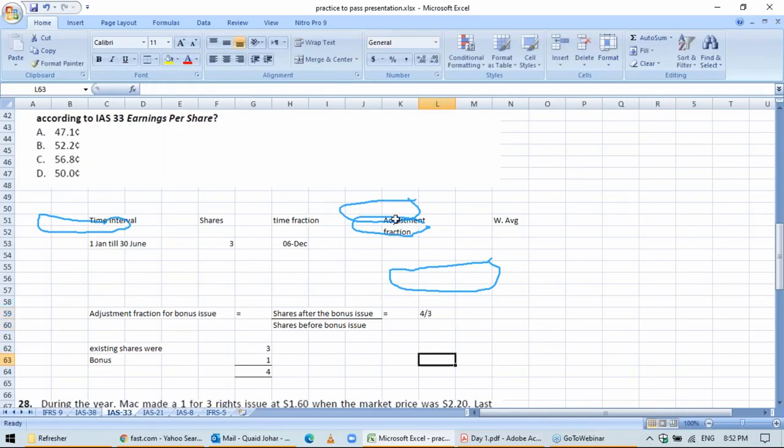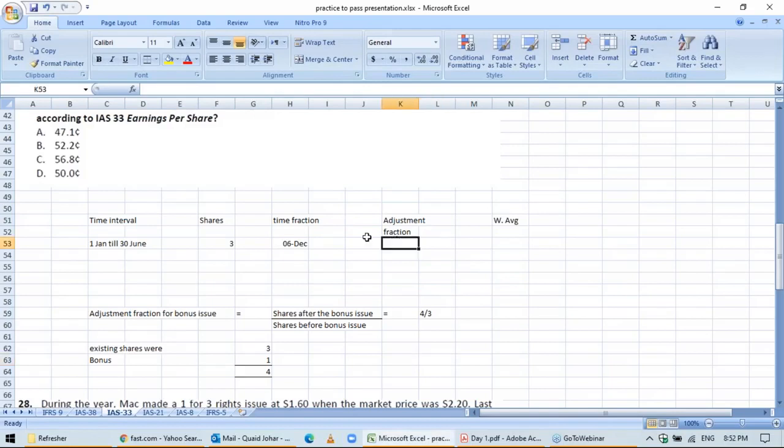And again, this will be applied until the bonus shares are issued. So from 1st January till 30th June, bonus was not issued. So we'll apply the bonus fraction, which is 4 divided by 3. So this gives you 3 million multiplied by 6 divided by 12 into 4 divided by 3.